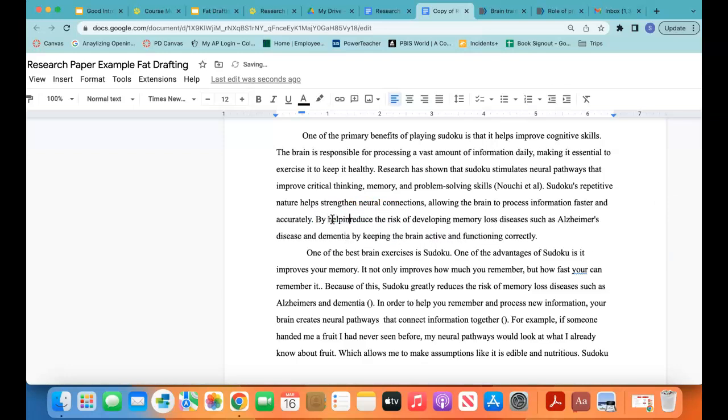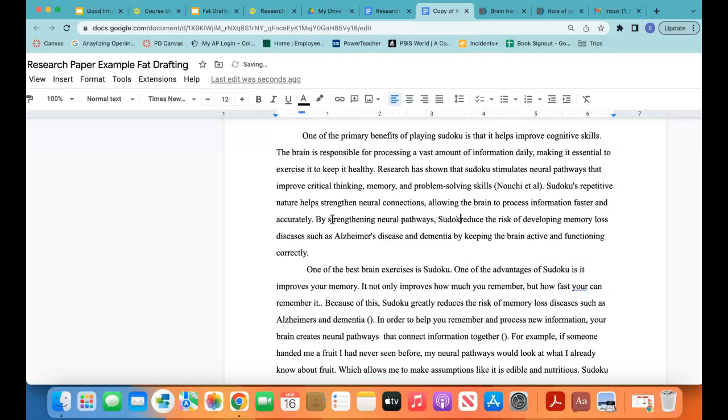By helping, by strengthening neural pathways. Sudoku also reduces the risk of developing memory loss diseases such as Alzheimer's disease and dementia. And I'm going to choose.